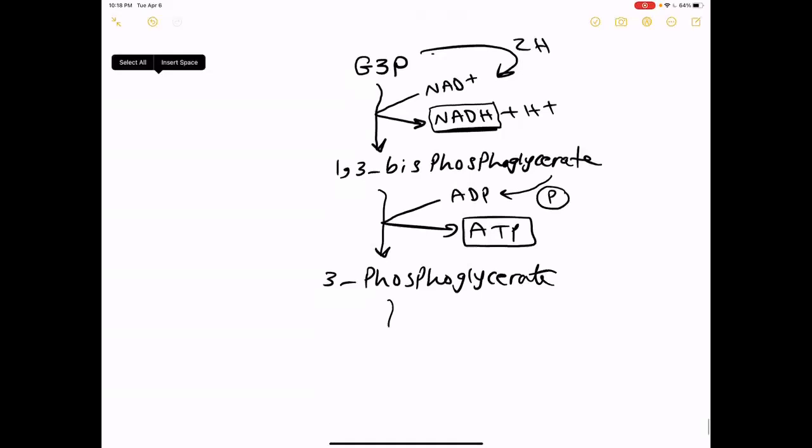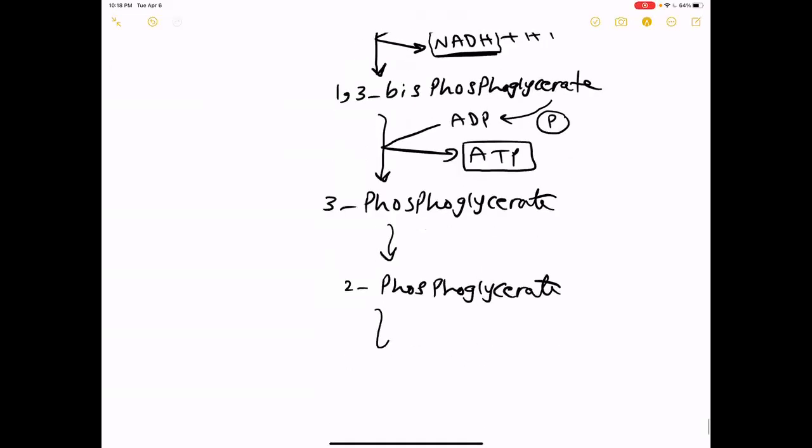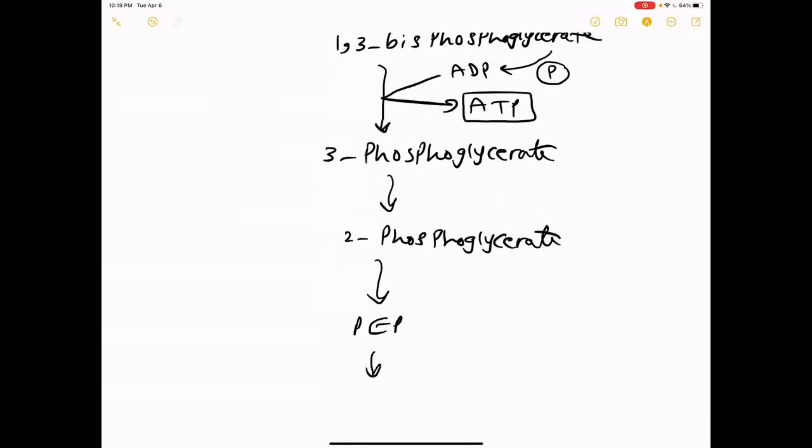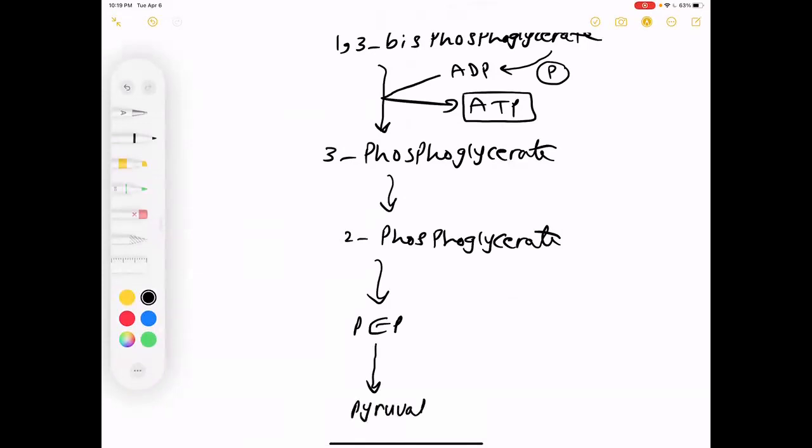3-phosphoglycerate into 2-phosphoglycerate. 2-phosphoglycerate into phosphoenolpyruvate. Phosphoenolpyruvate, sorry. Let me clean it up. All right, into pyruvate. But that is another substrate level phosphorylation reaction.